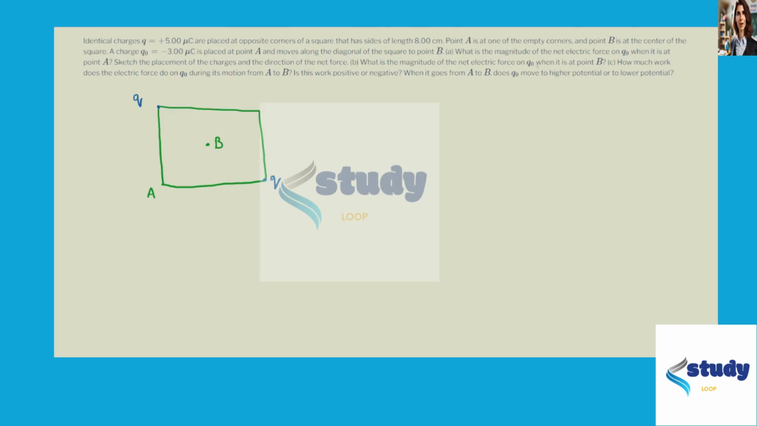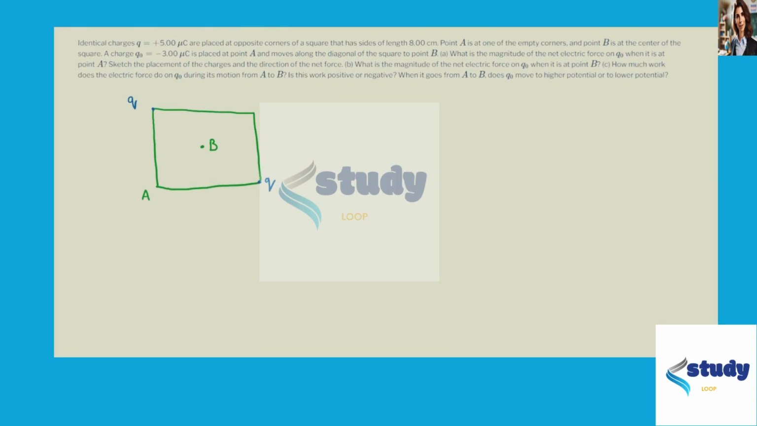What we have to find now is a charge of Q naught. A charge of Q naught is placed at point A and moves along the diagonal of the square to B. So what is the magnitude of the net electric force on Q naught when it is at point A? We have to find the net electric force on Q naught, and that is because of these two Qs.